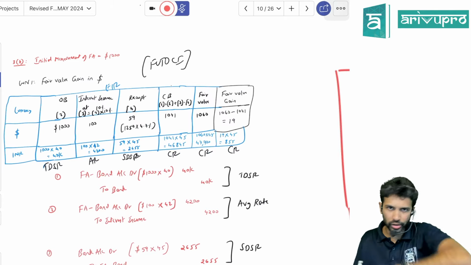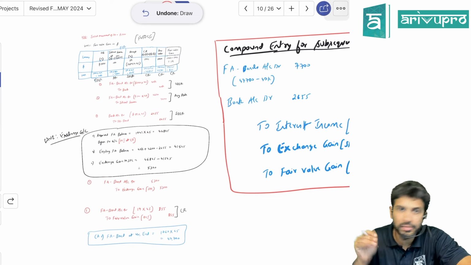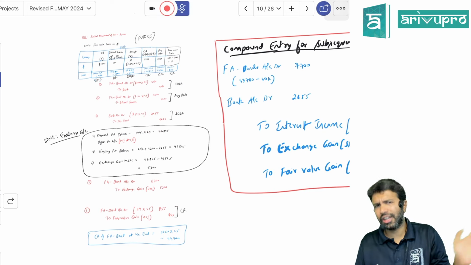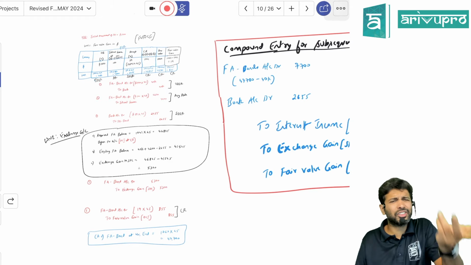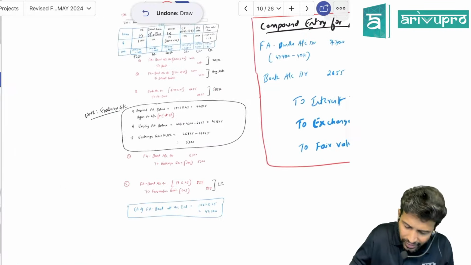Sir, I have shown you the journal entries separately for understanding purposes, since simple journal entries were asked. But in the solution, they have put a compound entry, and that is a shortcut method. I suggest you follow the same. This is the entry ICAI has passed. It is nothing but the addition of all these.